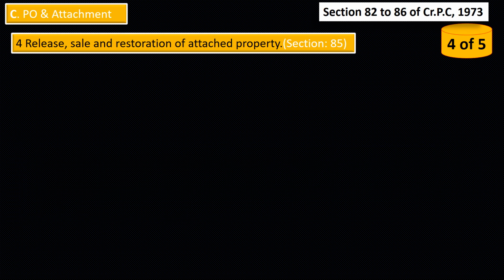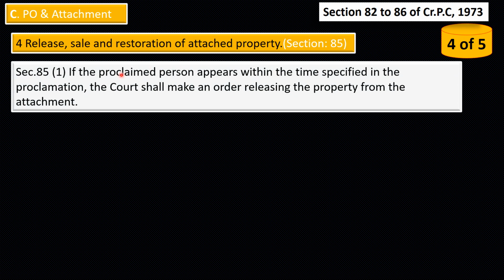Fourth point, release, sale, restoration of attached property, as per the provision of section 85. Subsection 1 of section 85 says if the proclaimed person appears within the specified time in the proclamation, the court shall make an order releasing the property from the attachment.